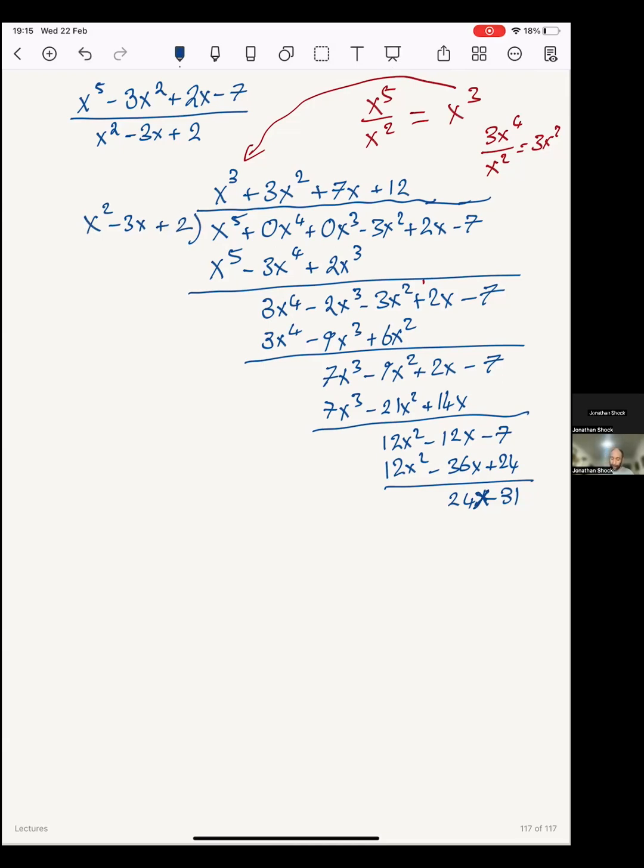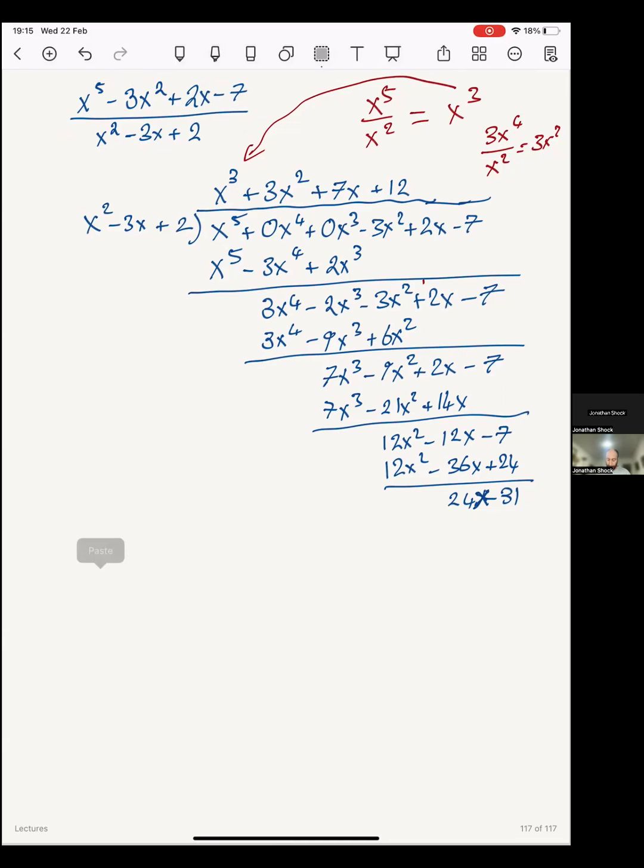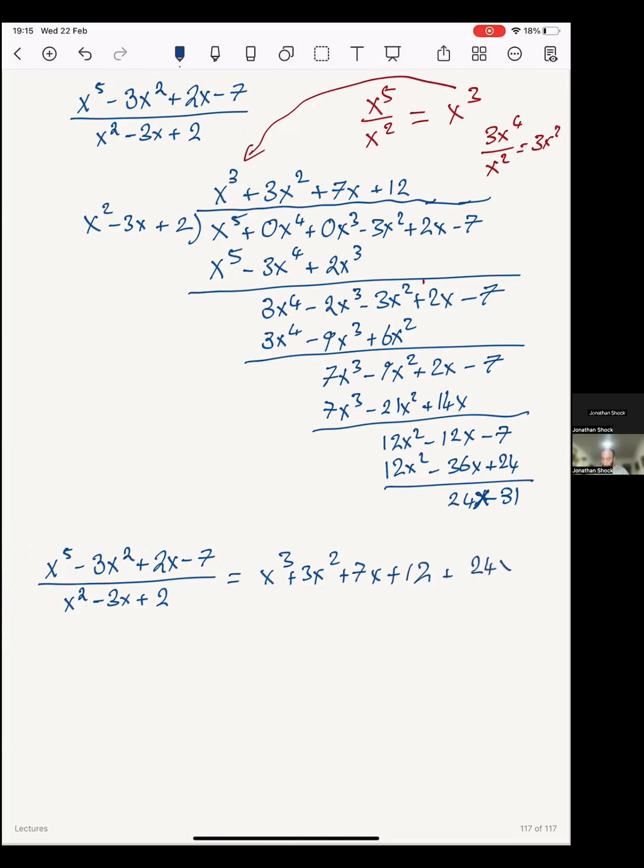Now we can say that this original expression that we wanted to calculate is equal to x cubed plus 3x squared. I'm just taking this line here, plus 3x squared plus 7x plus 12 plus 24x minus 31 divided by x squared minus 3x plus 2.